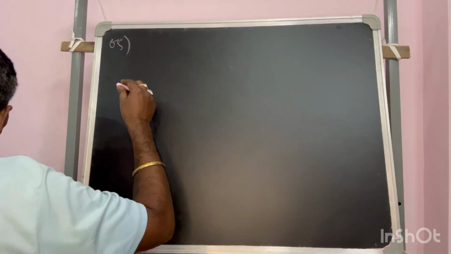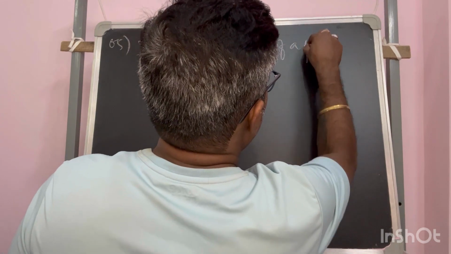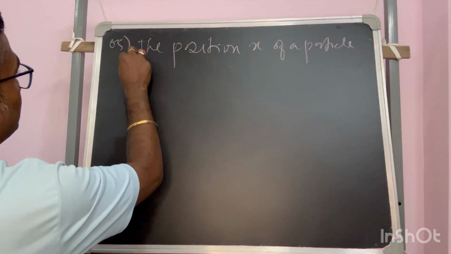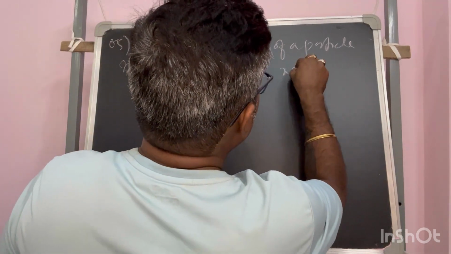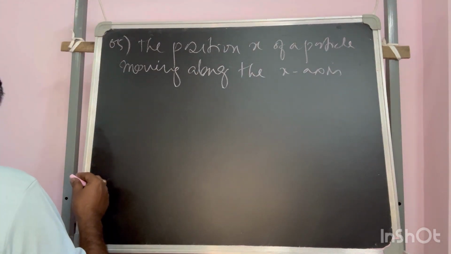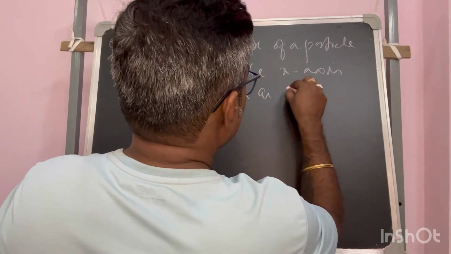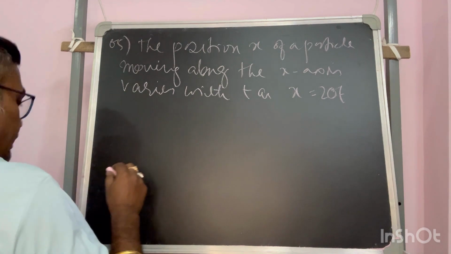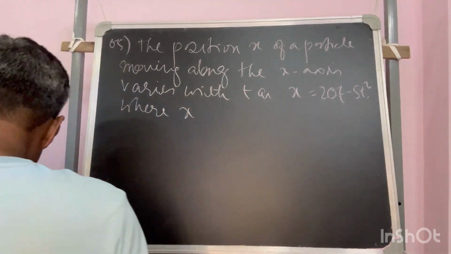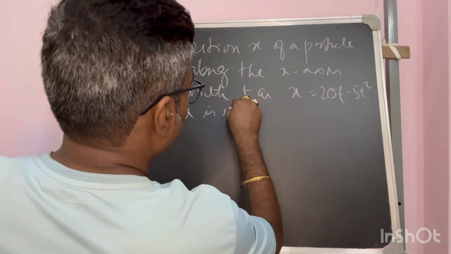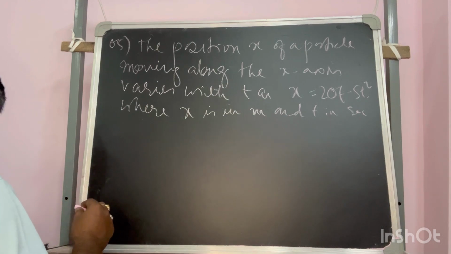The position x of a particle moving along the x-axis varies with the time as x is equal to 20t minus 5t square, where x is in meters and t in seconds. The particle reverses its direction of motion.